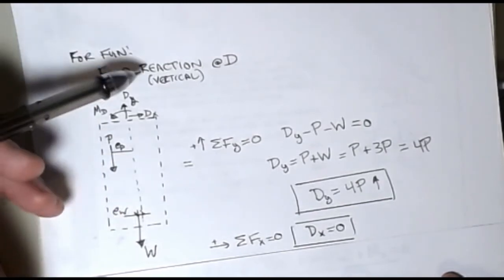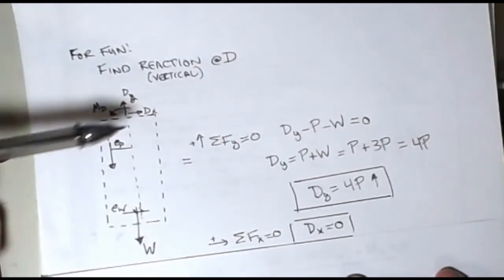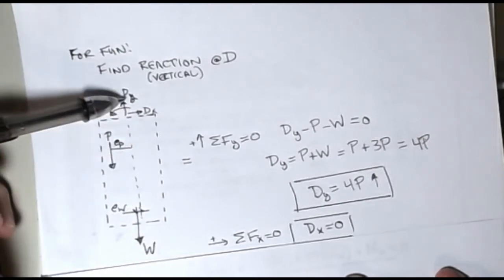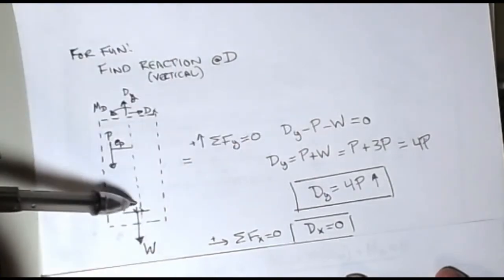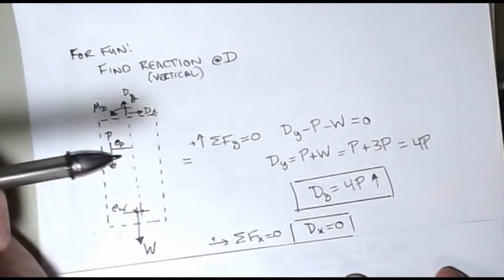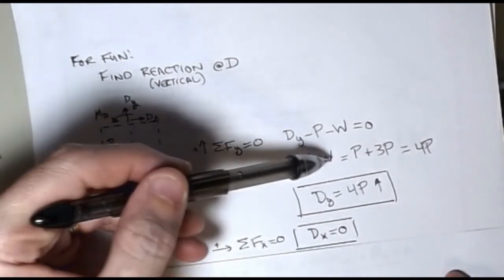Okay, and so to find Dy, all I do is write the sum of forces in y is equal to 0. So I take all the forces that are in the vertical direction: I have a positive Dy, that's this guy, I have a minus P, that's that one, and a minus W there, and this whole thing is in equilibrium, so I have to set that equal to 0. And so what happens is I can solve for Dy as being P plus W.